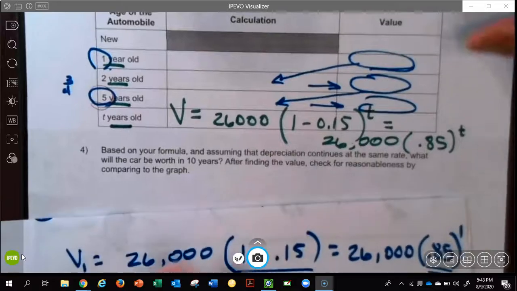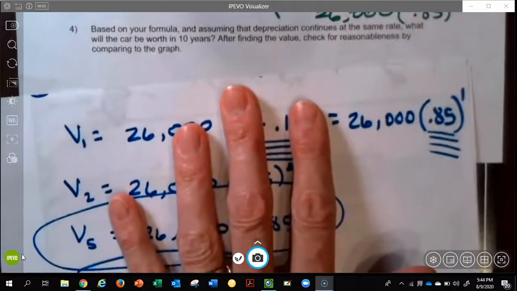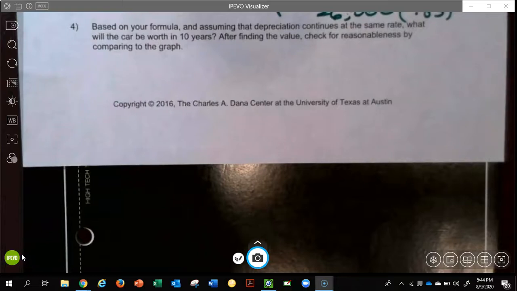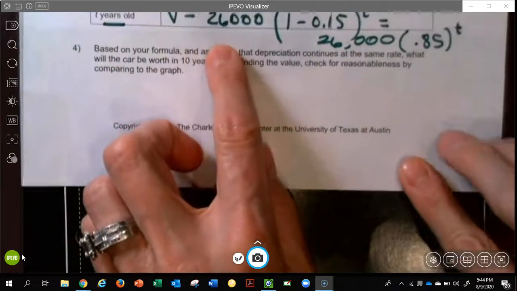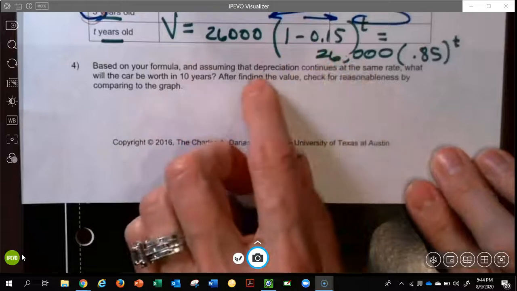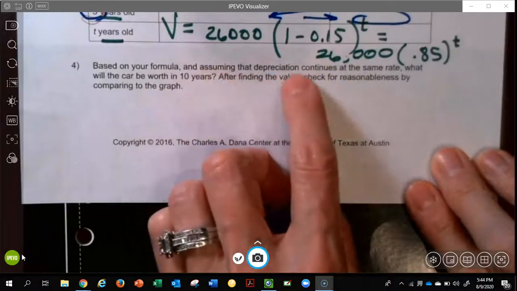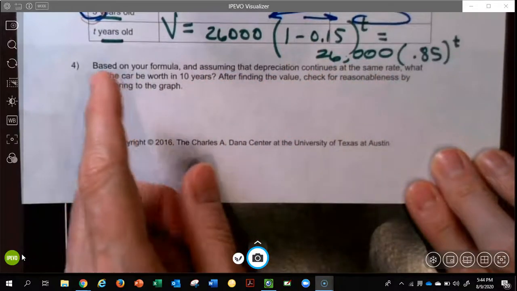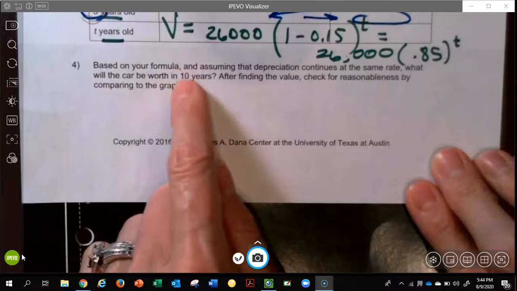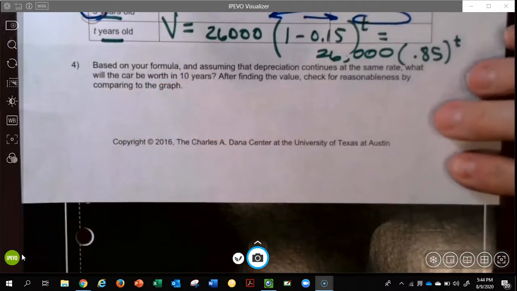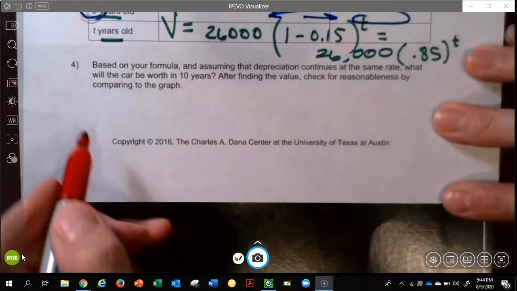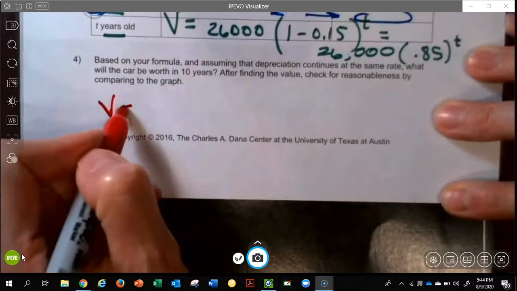Again, great time to pause, stop, think, and then let's go on to this last one. The last question asks, based on your formula, assuming that depreciation continues at the same rate, what will the car be worth in 10 years? After finding the value, check for the reasonableness. Well, we're ready to do that.